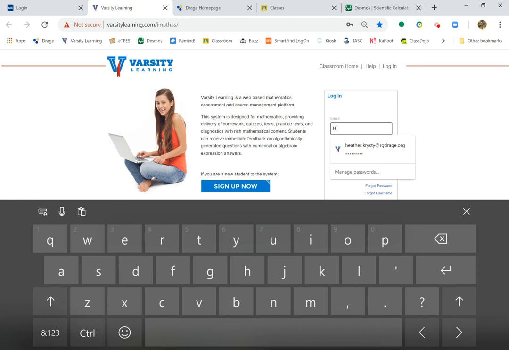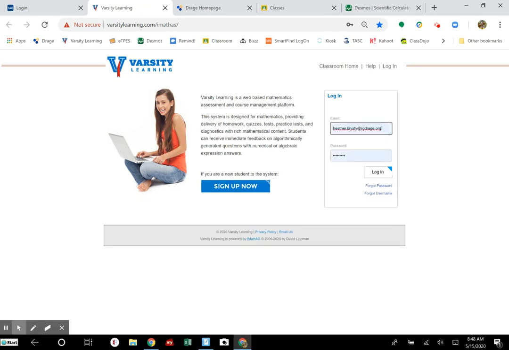Mine is firstname.lastname@rgdrag.org. Yours should be firstname.lastname@student.rgdrag.org. And then your password should be a capital first initial of your first name, a lowercase first initial of your last name, and your 6-digit lunch pin, which is also the last 6 digits of your student ID number.